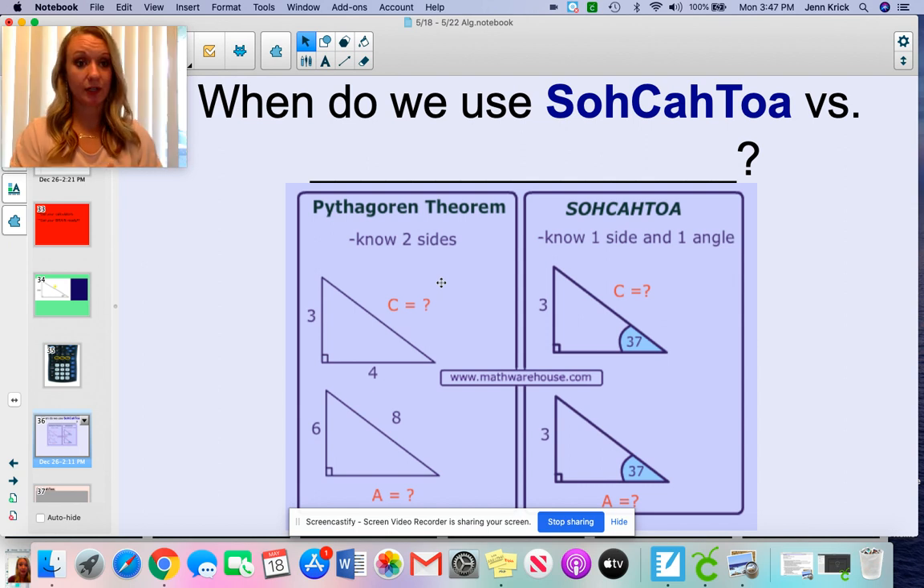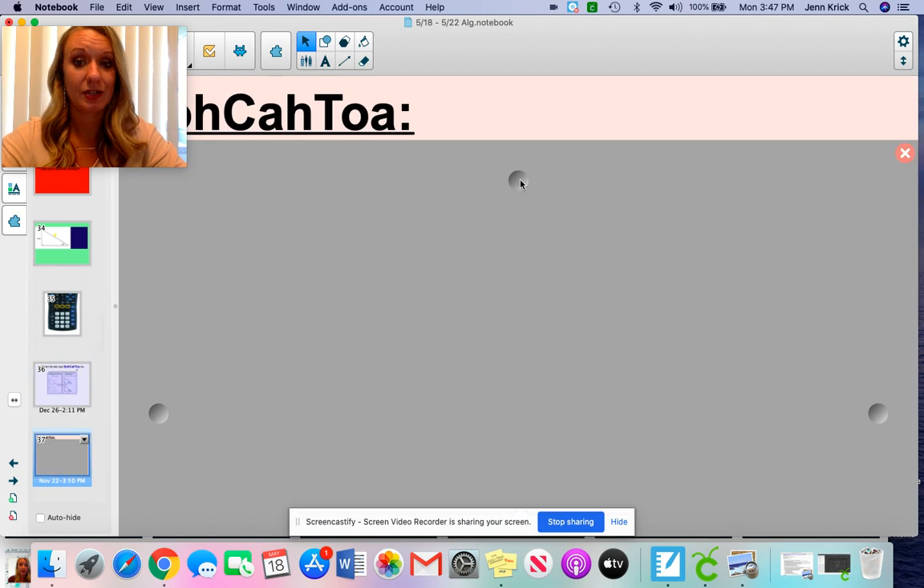You can use Pythagorean theorem if you have two side lengths and you can just quickly calculate the third. But if you've only got one side, one angle, you're using Sohcahtoa. And here is what it means.